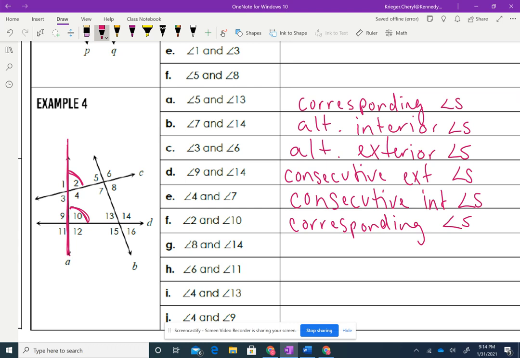How about 8 and 14? 8 and 14. What do they have in common? Line B is my transversal. They're on the interior of C and D. They're on the same side. They are consecutive interior.